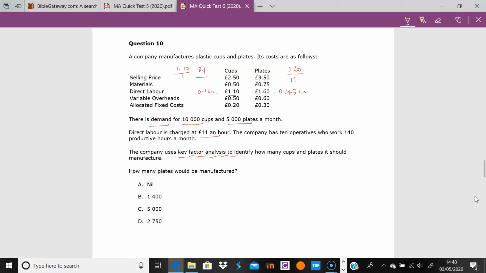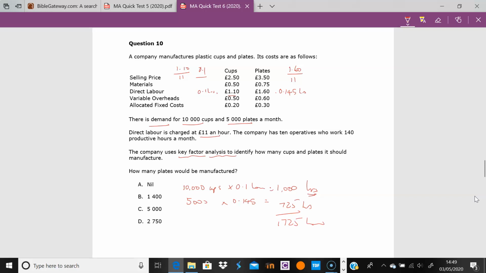I'm just teaching this so you can see what's going on. So if I was going to make 10,000 cups, I would need 10,000 cups times 0.1 hours, which is 1,000 hours. We actually do this question in class. For the plates, you would need 5,000 times 0.145. This is the total amount of time I would need. To be fair, they'd give it to you, but you can work it out. 725, so I actually need 1,725 hours to meet this demand.